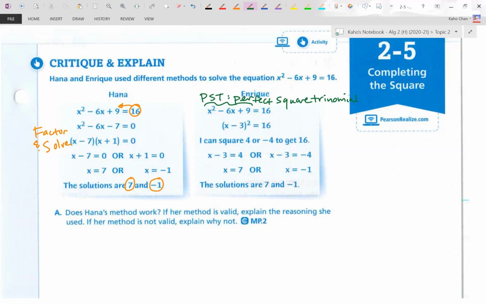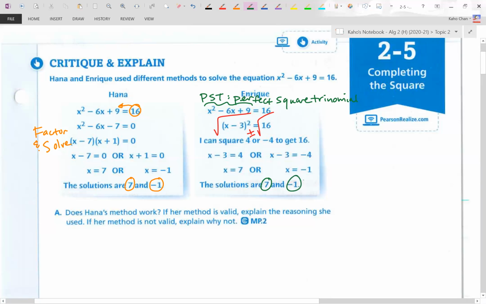From there, he went ahead and did a square root on both sides. When you square root both sides, you do produce a plus or minus. When he got there, he got x minus 3 equals 4 or x minus 3 equals -4, and solved them individually and got the same answer as Hannah.